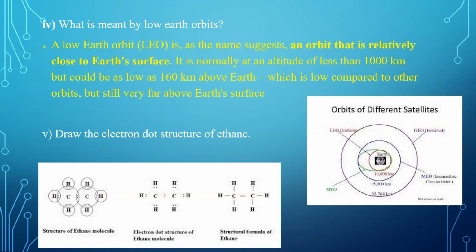What is the range of this orbit, student? It is normally at an altitude of less than 1000 kilometers to 160 kilometers above the Earth, which is low compared to other orbits such as MEO and GEO, but still very far from the Earth's surface. It is from 160 kilometers to 1000 kilometers above Earth's surface. Above LEO, there is MEO.